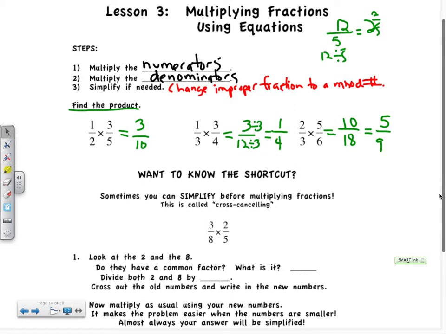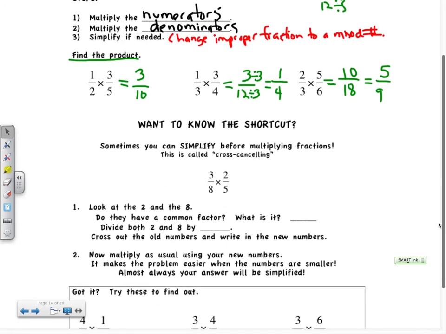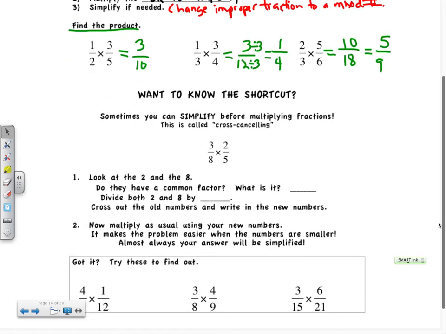Want to know the shortcut? Let's look through this. Sometimes you can simplify before multiplying fractions. So if we can simplify before we actually multiply, it makes the problem easier. We have smaller numbers to work with. This is called cross-canceling, not cross-multiplying, because you're crossing things out.